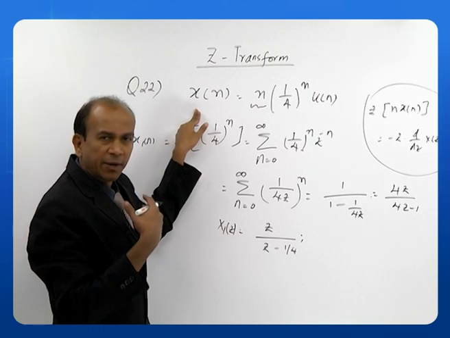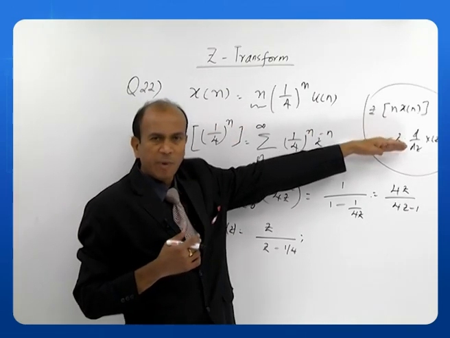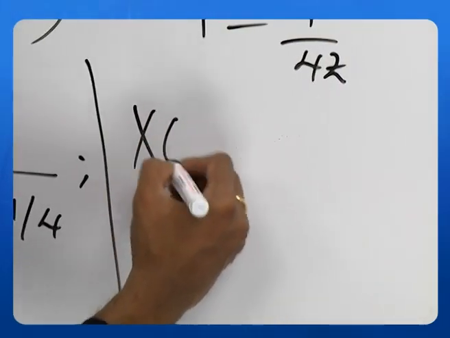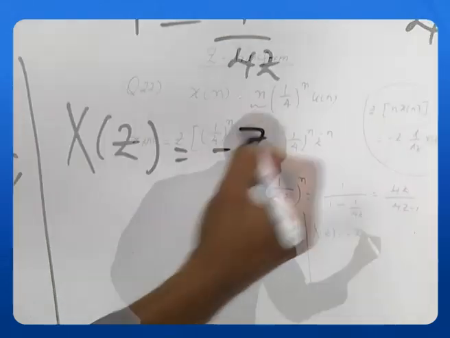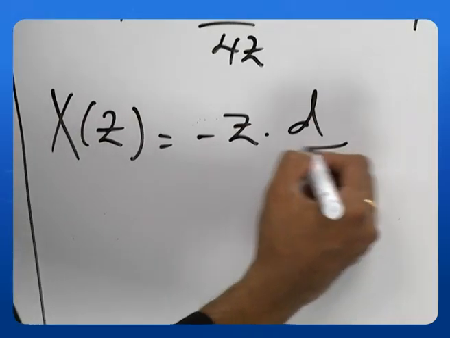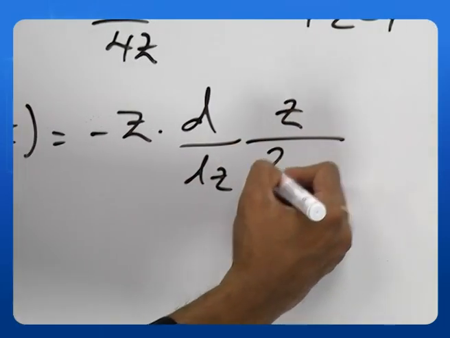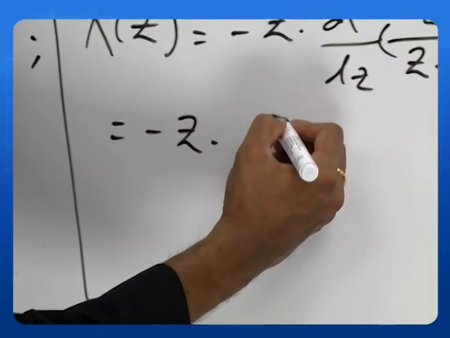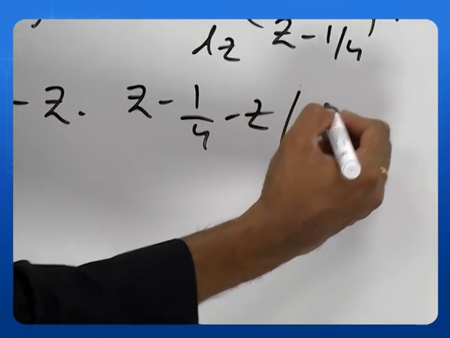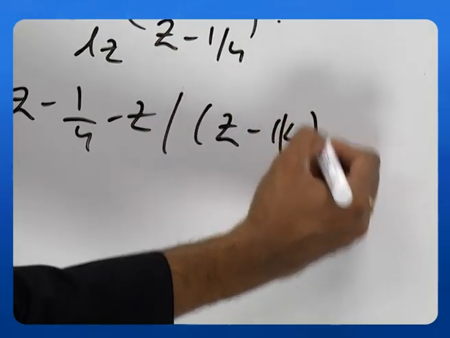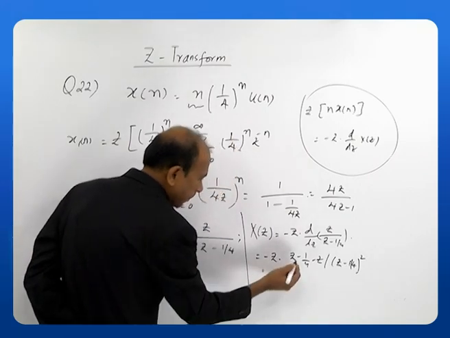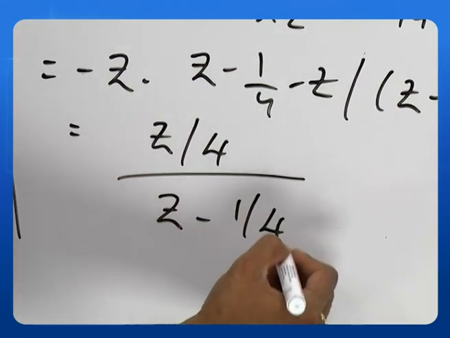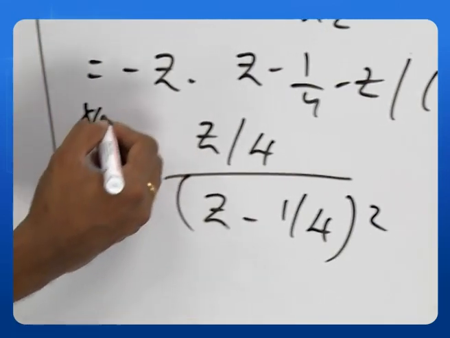So, the whole x of z is calculable only when I apply the differentiation property. Simple. So, let us apply the differentiation property here. X of z now is equal to minus z, d by dz of z by z minus 1 by 4. This is again equal to minus z, z minus 1 by 4 minus z, by z minus 1 by 4 whole square. So, this is nothing but z by 4 by z minus 1 by 4 whole square.